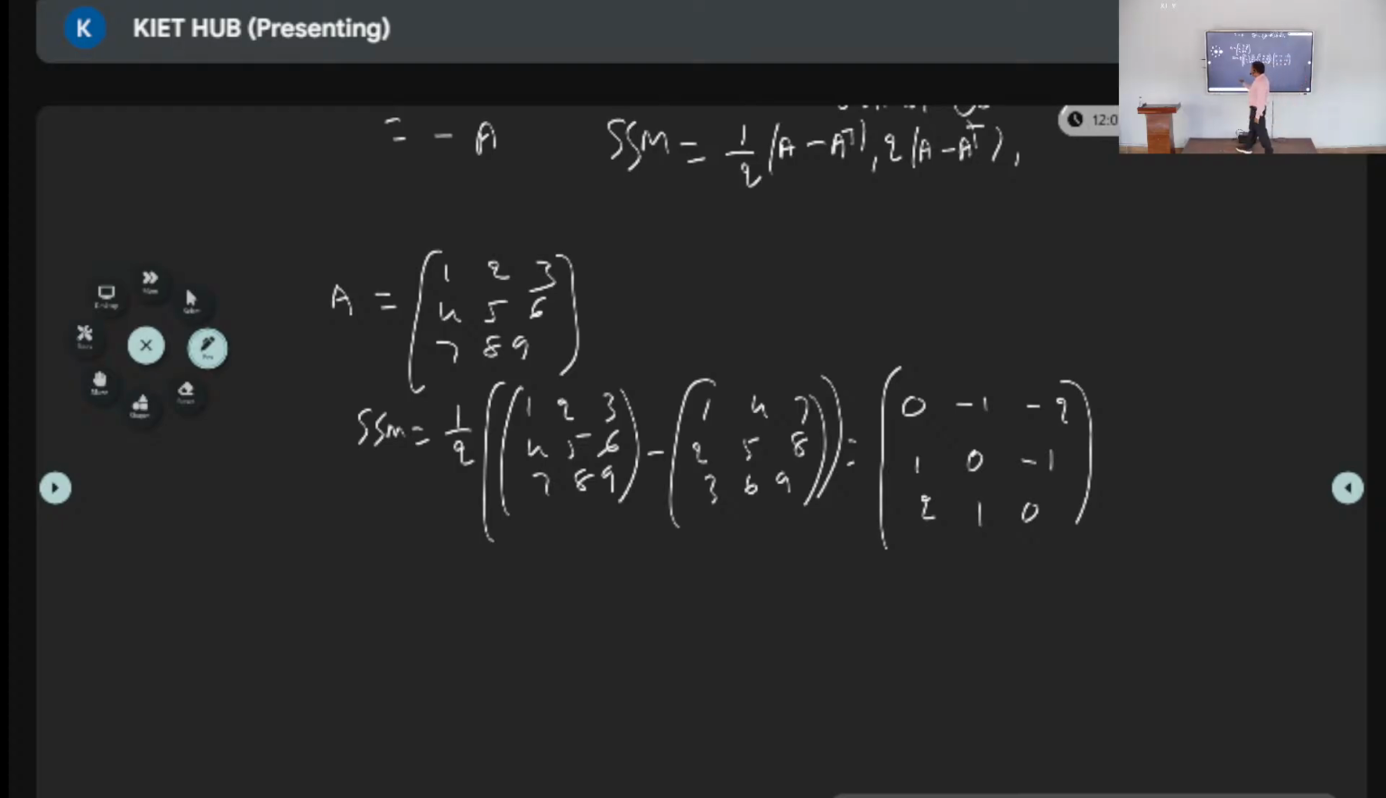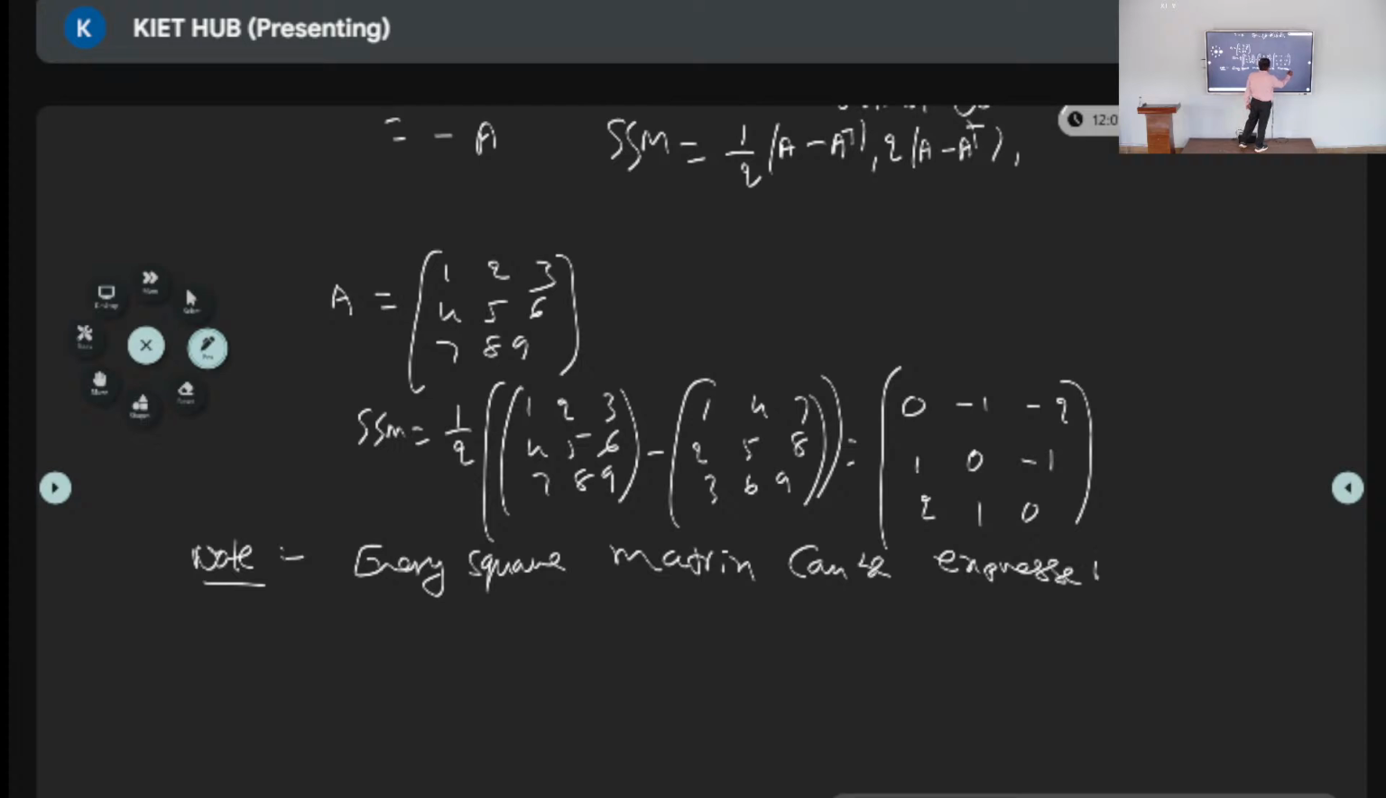And we have a very, very important note. Every square matrix can be expressed as the sum of a symmetric matrix and a skew symmetric matrix. Any square matrix can be expressed as the sum of symmetric and skew symmetric. That is also very important.